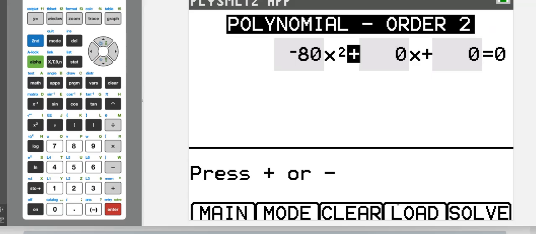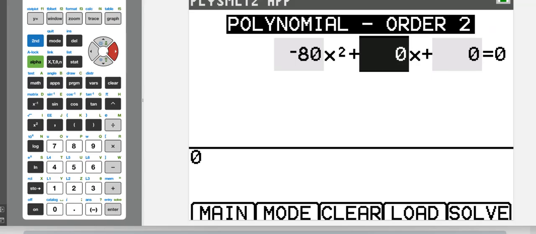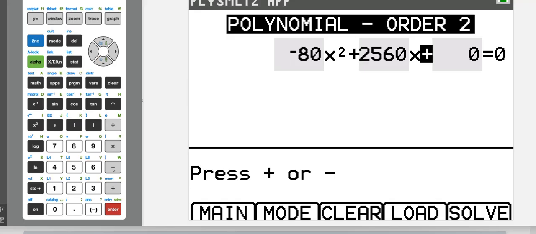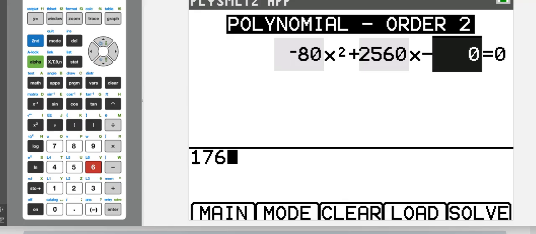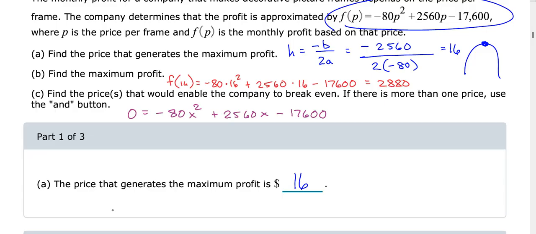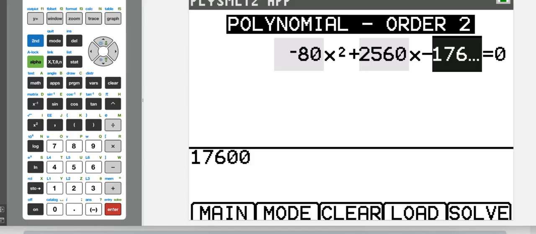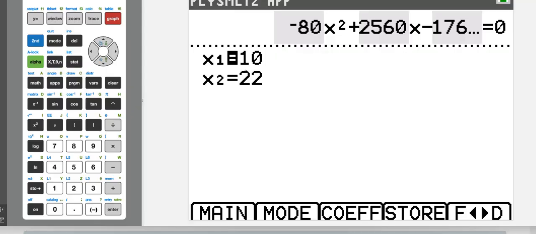Okay. Plus 2560, minus 17,600. Is that right? Yes. Okay. Then I'm going to hit solve above the graph button. So I get x equals 10 and x equals 22.